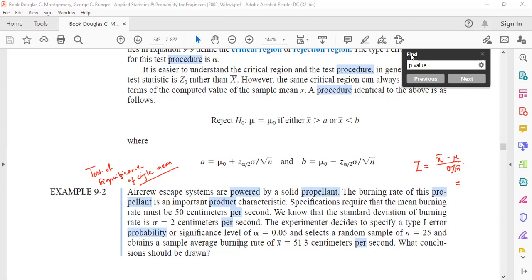I'm going to discuss the given problem which is there in front of you on the screen with the p-value approach.